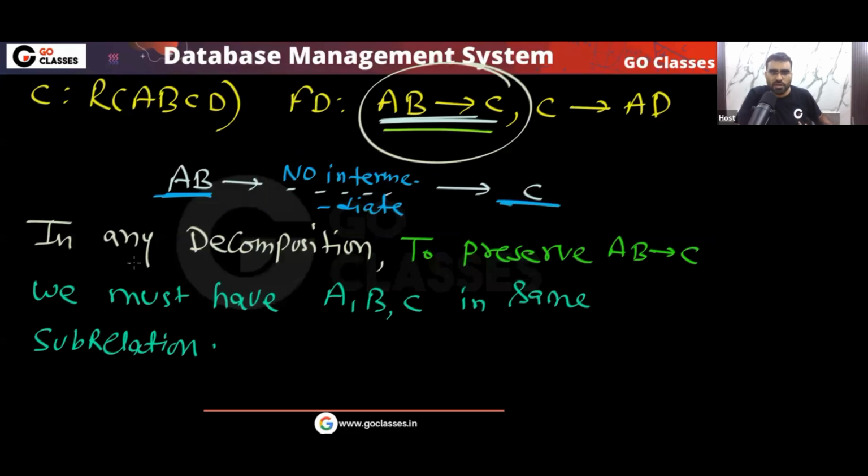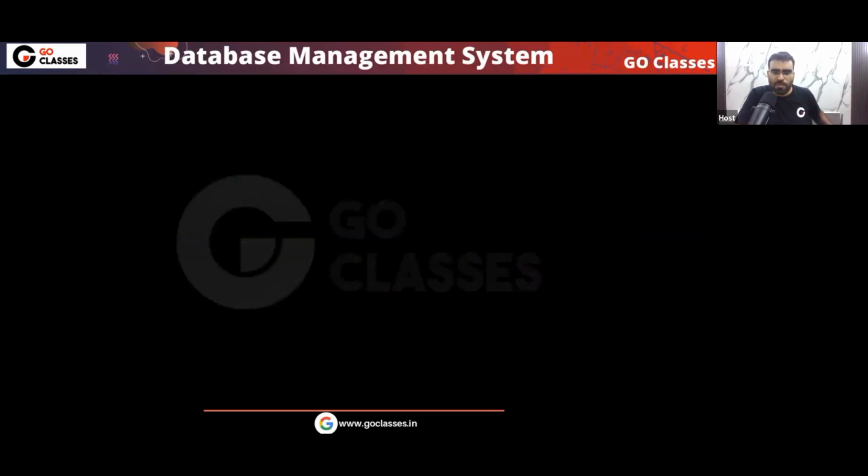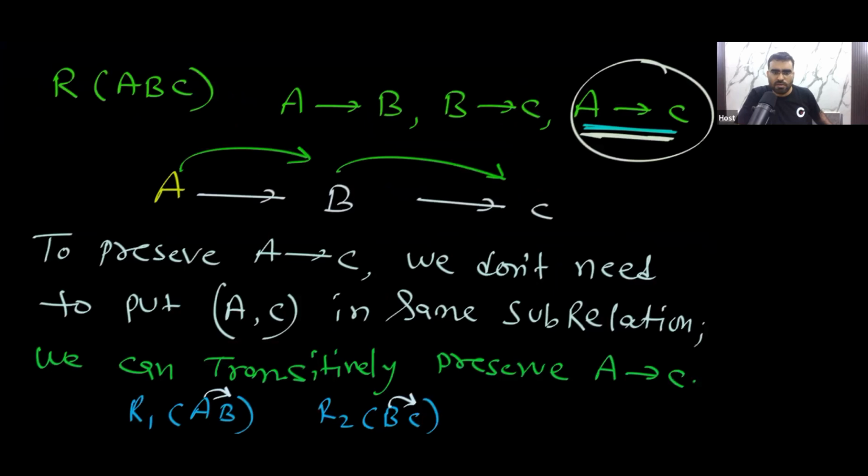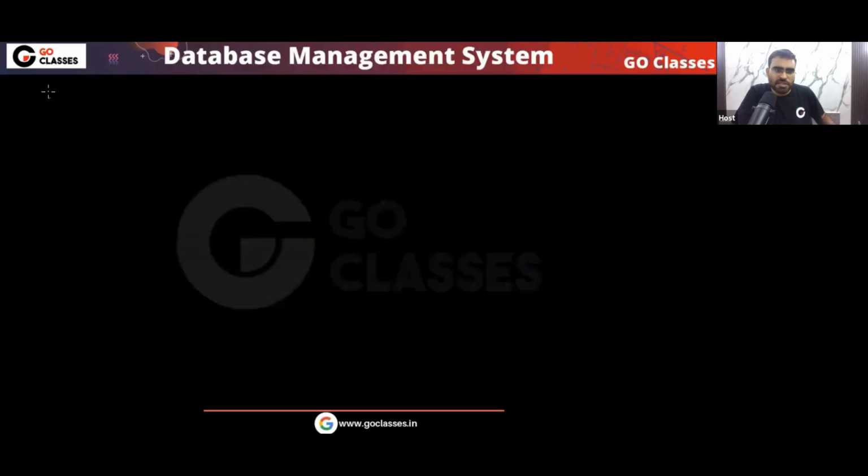So this is the point. Remember, in any decomposition, whatever decomposition I take, if I want to preserve this, then we must have ABC together. Yes or no? Now there is a problem. What is the problem now? This is clear, that ABC must be together.